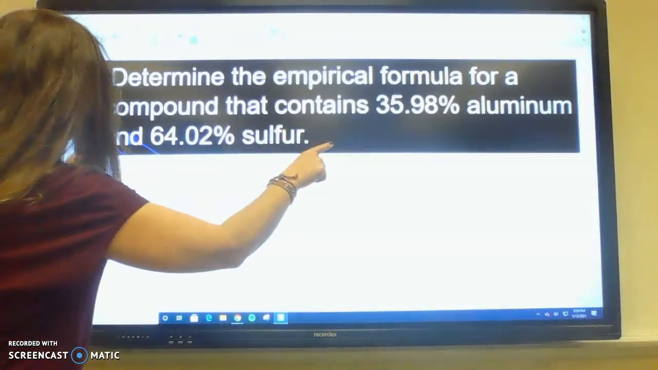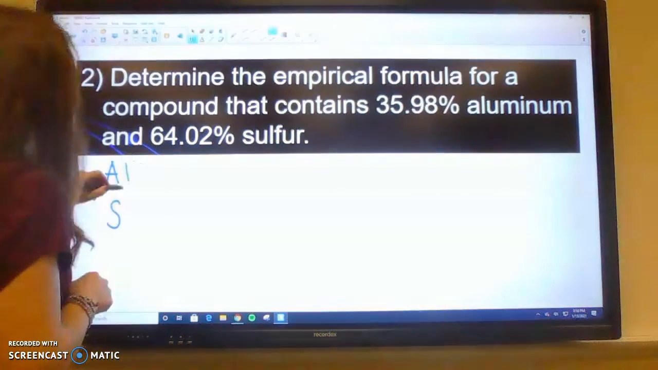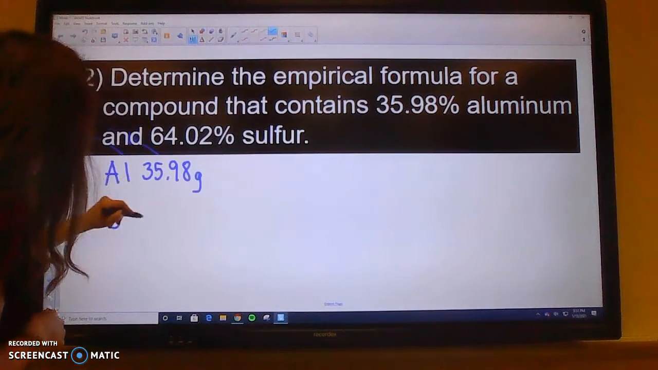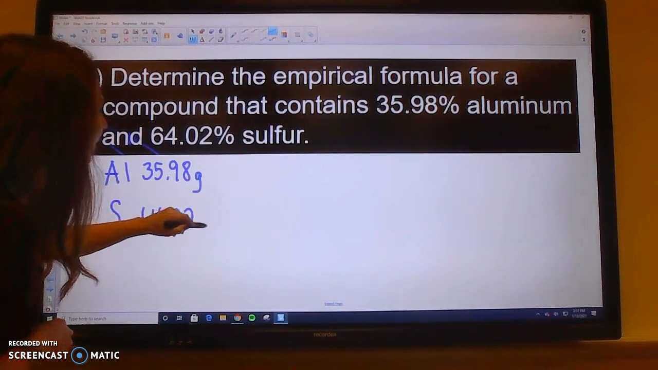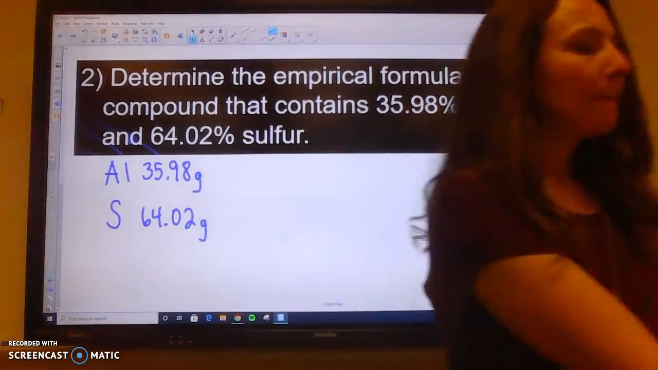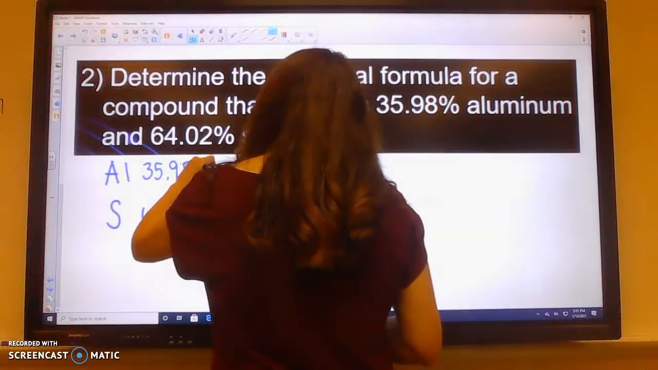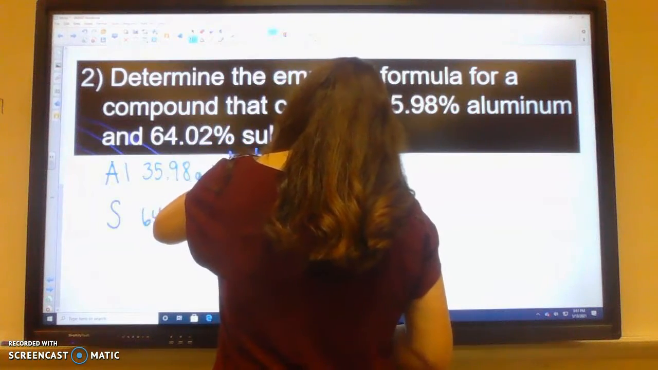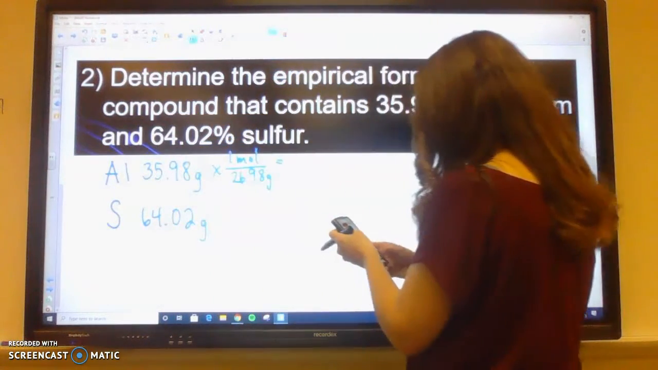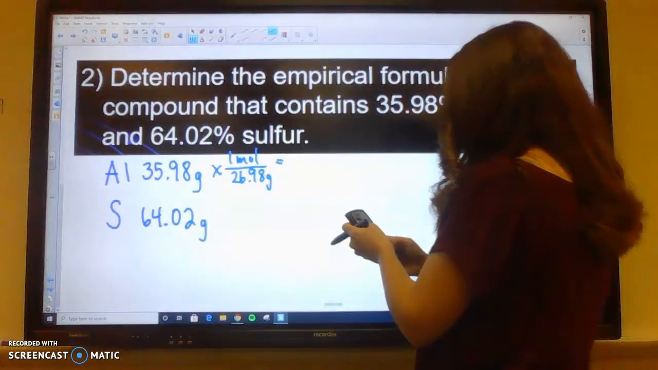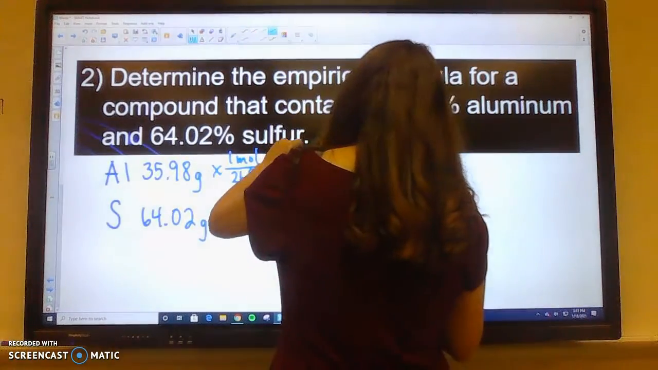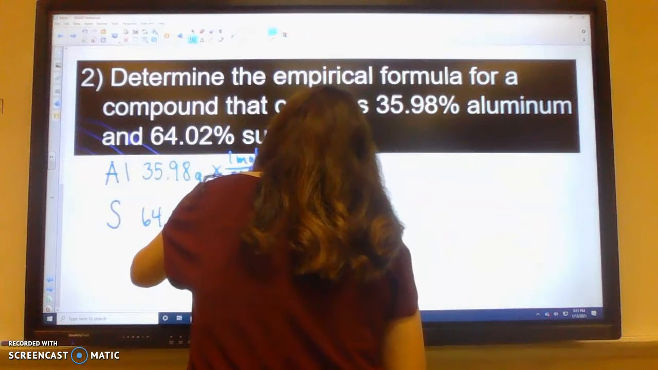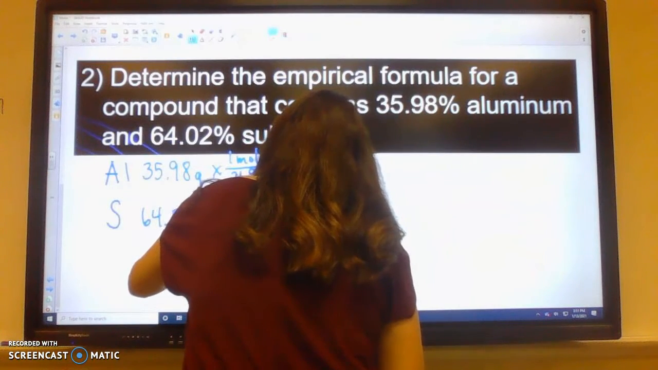So we have aluminum and we have sulfur. Aluminum, we have 35.98%. That becomes our grams. Sulfur, 64.02. Again, that's our grams. So what do we do as our second step? We're going to convert the aluminum to moles. Need to go to 3 decimal places. That gives us 1.333 moles for aluminum. For sulfur, we're going to divide by its molar mass.